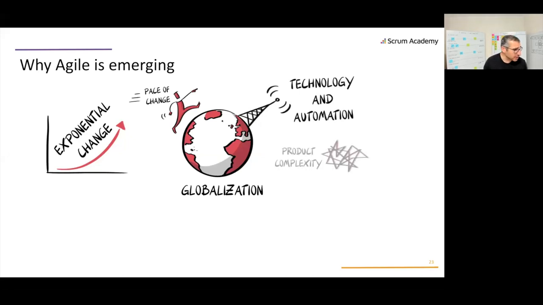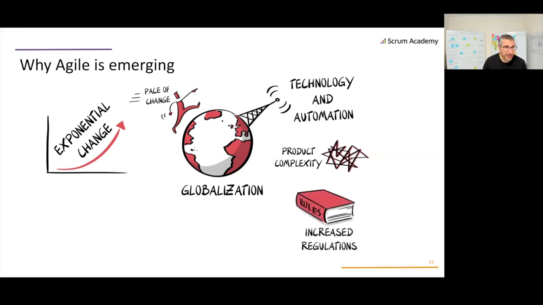Technology and automation. We have product complexity, more and more customers asking for customized products, right? Which drives the complexity of a product. Increased regulations, one of you mentioned this, changes in law. Knowledge becoming a commodity, not only because you can Google everything, but because you have armies of consultants going from one company to the other.